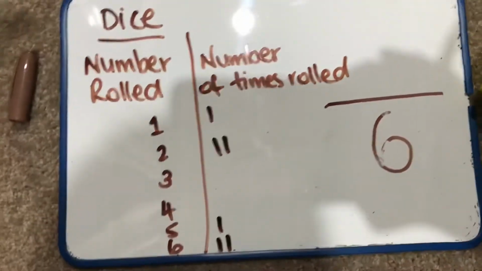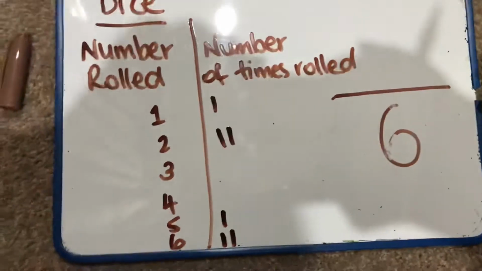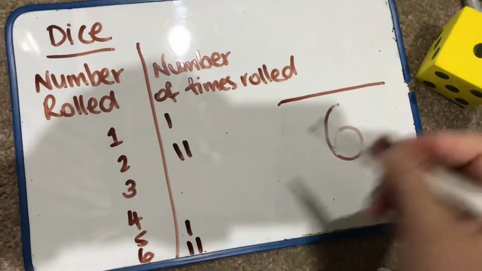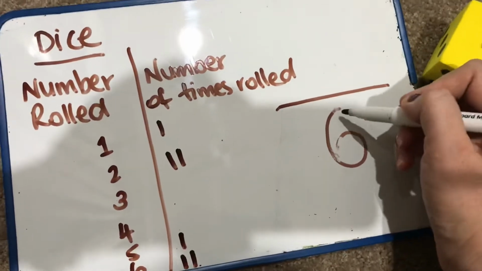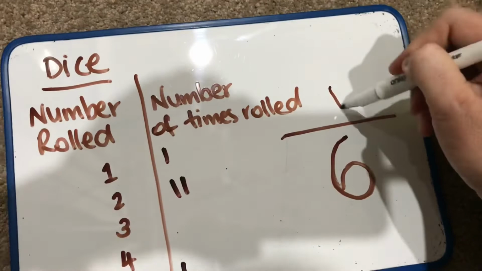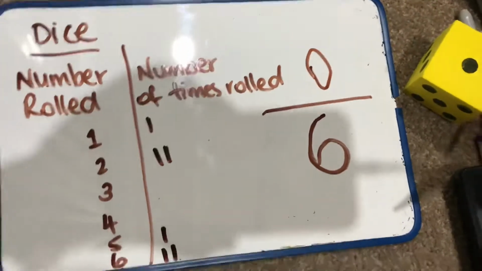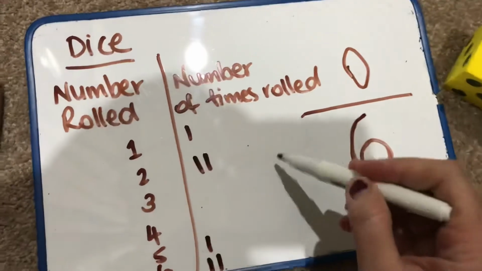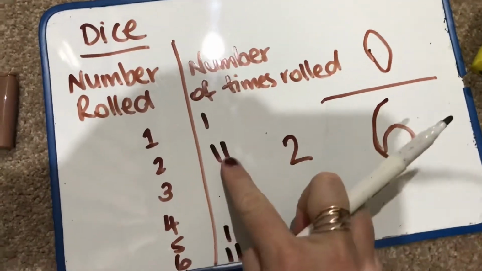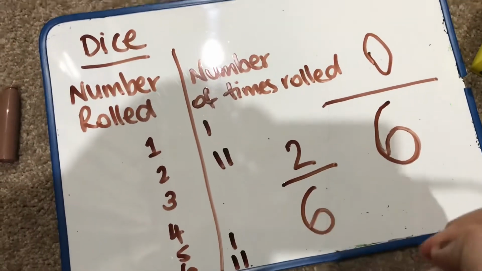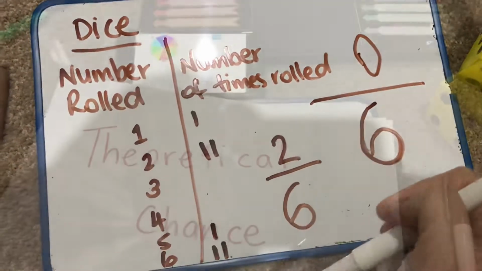How many times did I roll a 4? So the numerator, the chance of me rolling a 4 was 0 out of 6. If I wanted to know the chance of me rolling a 2, it would be 2 out of the 6 possible chances.